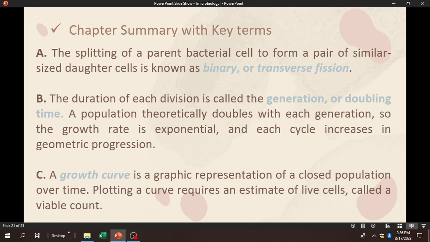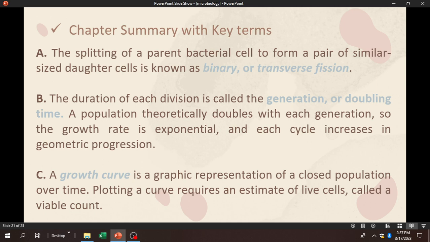To summarize this lesson, these are the chapter summary with key terms. The splitting of a parent bacterial cell to form a pair of similar-sized daughter cells is known as binary or transverse fission. The duration of each division is called the generation or doubling time. A population theoretically doubles with each generation, so the growth rate is exponential, and each cycle increases in geometric progression.